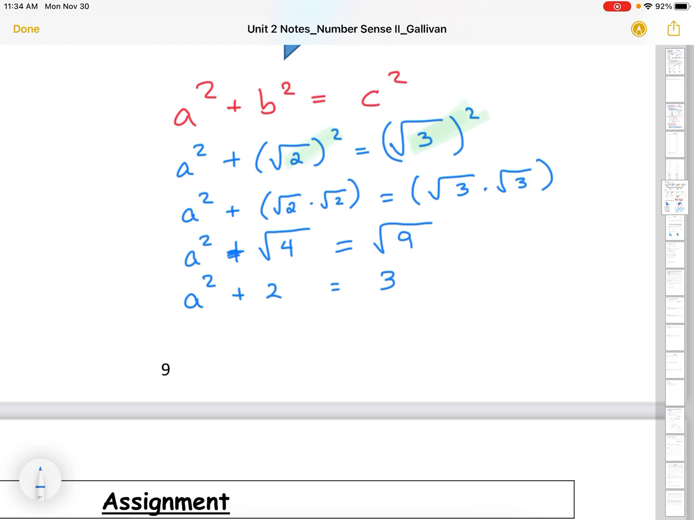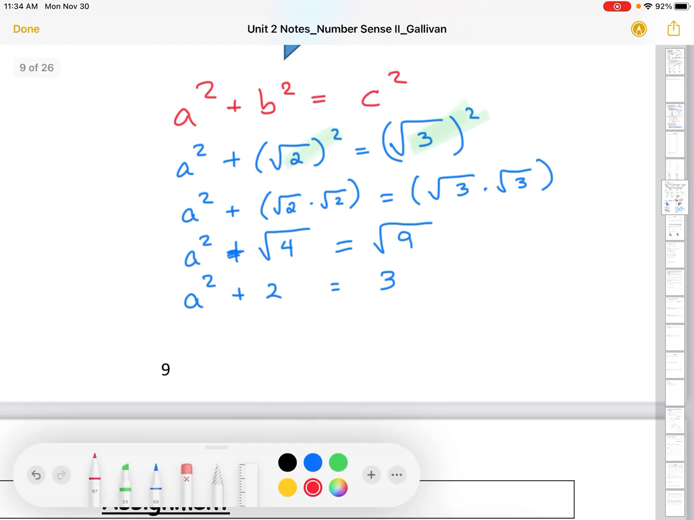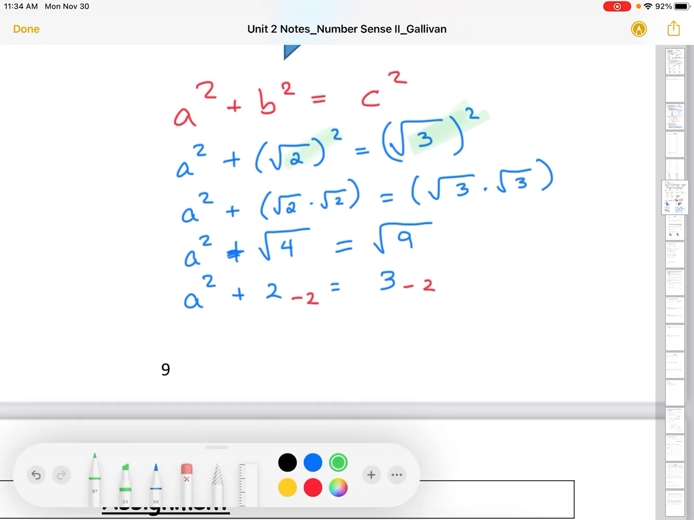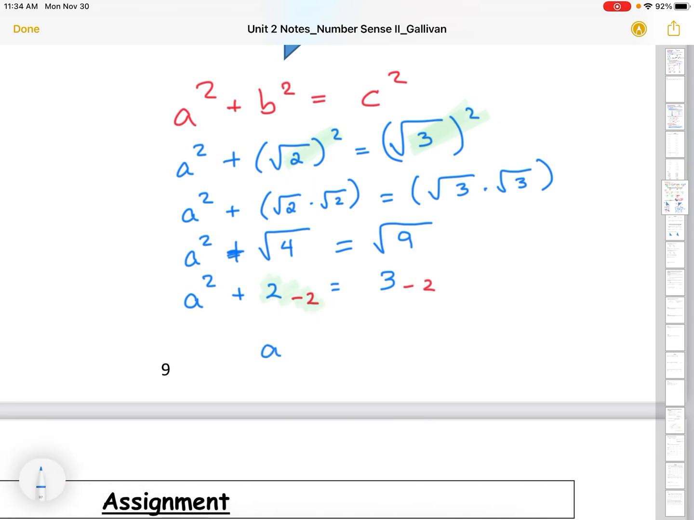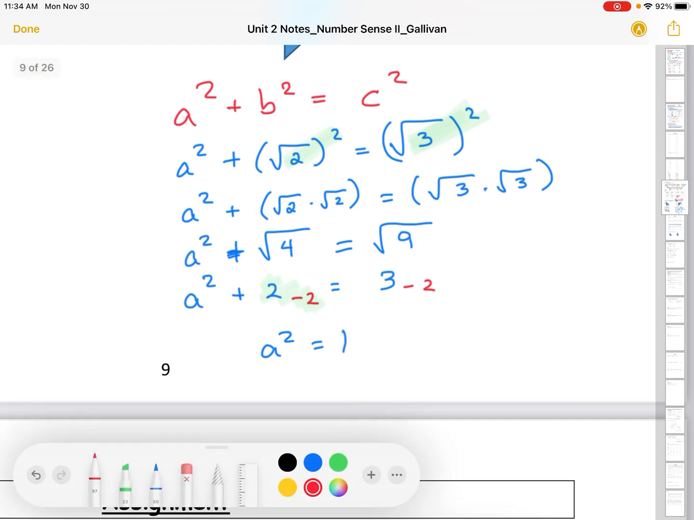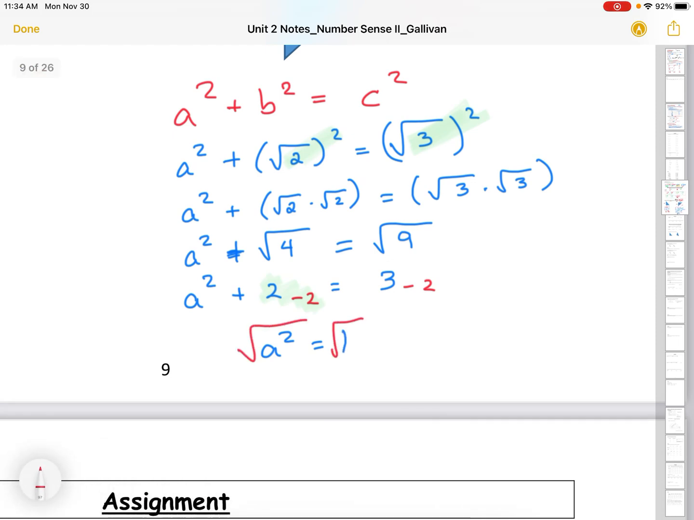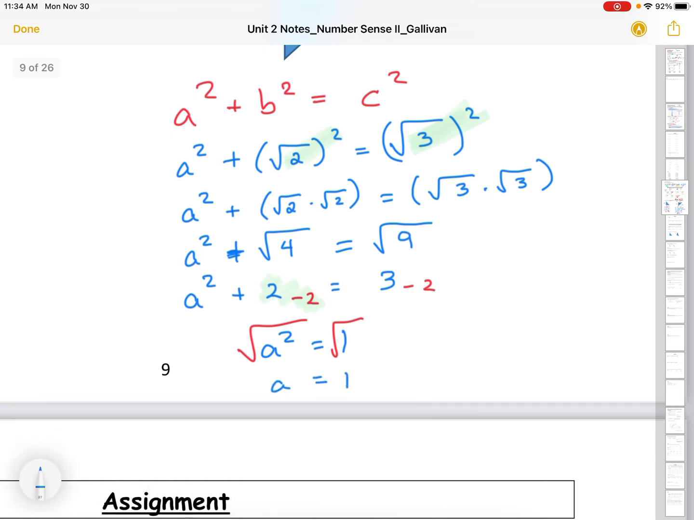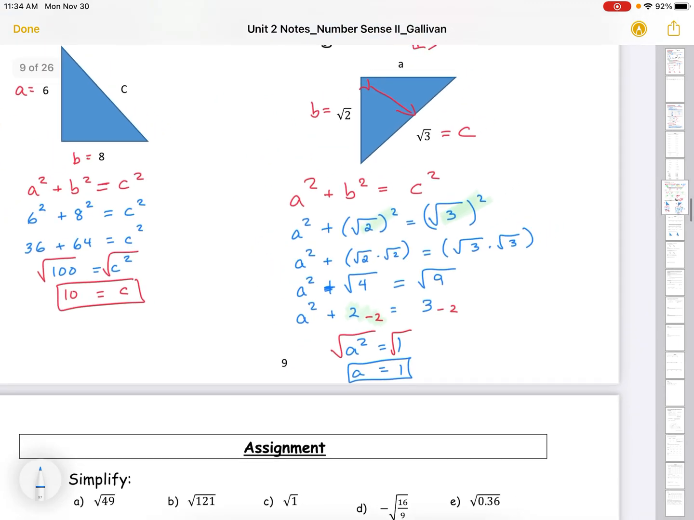Now I want to move this 2 over. So what I'm going to do is I'm going to subtract 2 from both sides. When I do it on this side, I get 0. So I get a squared is equal to 3 minus 2, which is 1. And then I take the square root of both sides. So a will equal 1. Square root of 1 is 1.